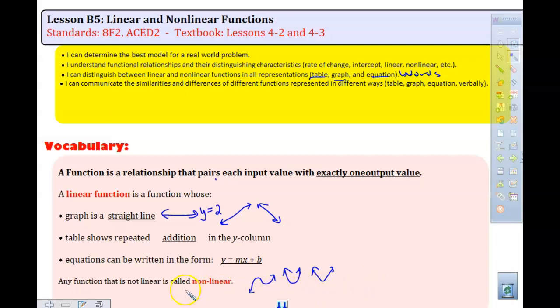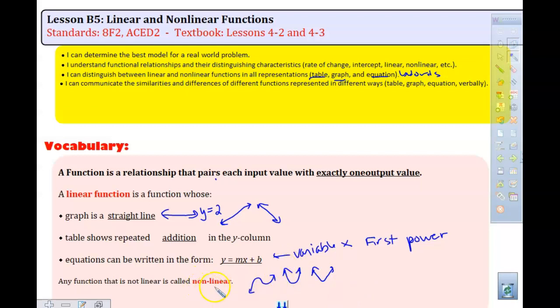So as long as it's not straight, when we look at the equation, notice that whenever it is linear, the variable x is to the first power. So when you are looking at equations that are nonlinear, you might see an x squared, you might see many different things where it's not to the first power.